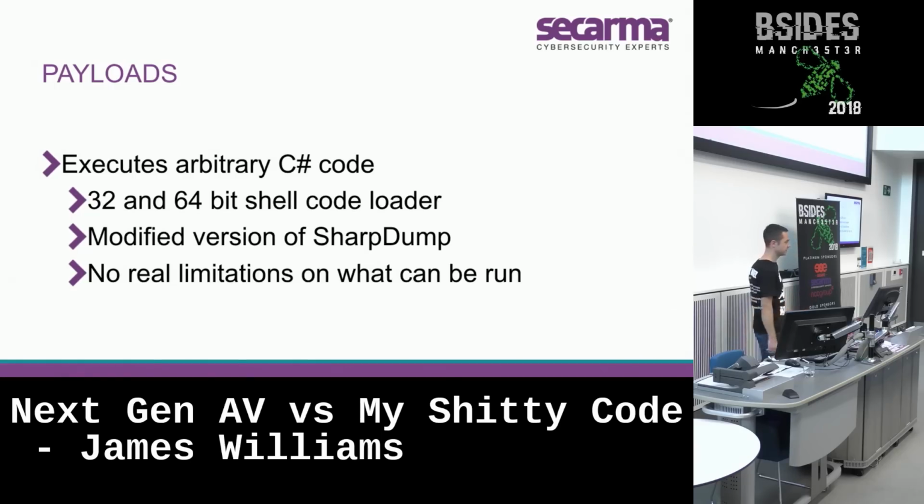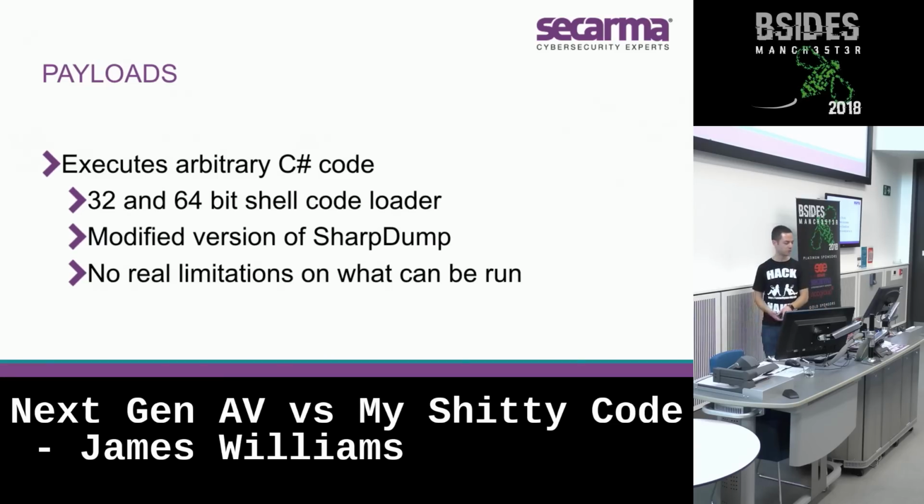So the payloads, this is where it gets reasonably interesting. This essentially executes arbitrary C# code in memory without touching disk. So anything you can do in C#, and C#'s kind of flavor of the month at the minute with Red Team guys, right? You can use this tool to load that into memory and bypass AV. So at the minute, I'm releasing, along with this, a shellcode loader for 32 and 64-bit shellcode. Again, completely stolen code. This is not my code.